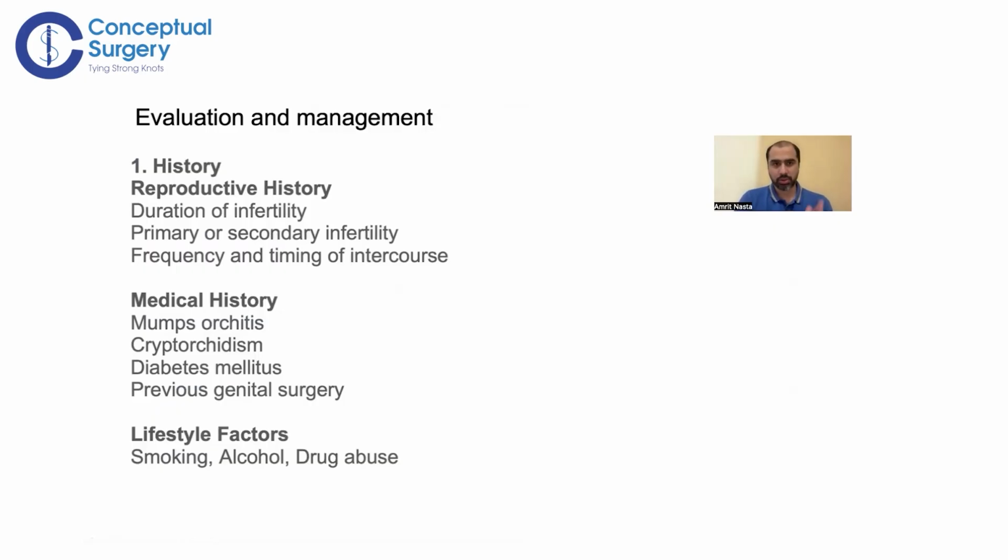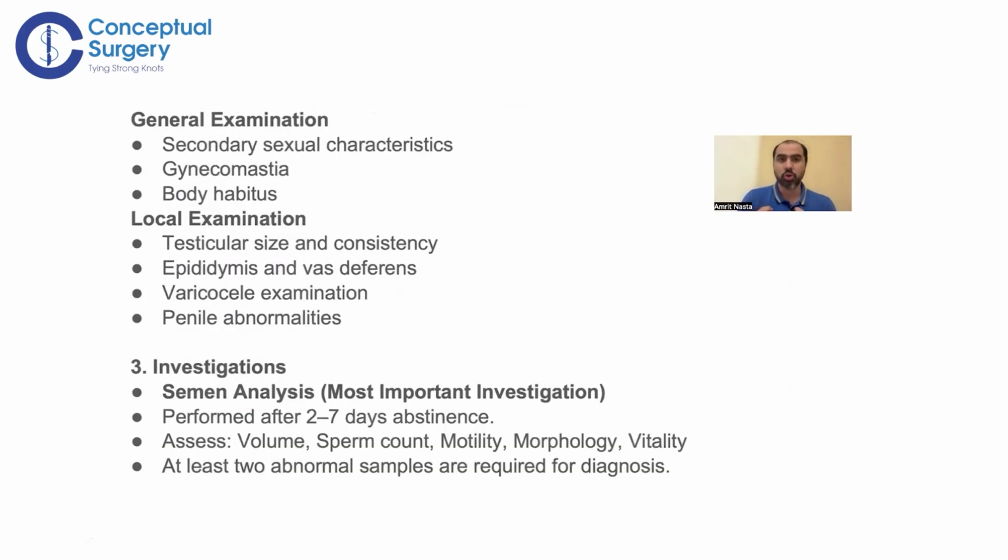Then you do examination, obviously general examination to look for any of the risk factors: gynecomastia for endocrine problems, or hyperprolactinemia can cause some galactorrhea. Those kinds of things you do in general examination. Then local or genital examination for varicocele or testicular size, undescended testes, penile problems, all that you will see in local examination. Then investigation. The first investigation in suspected male infertility is going to be semen analysis.